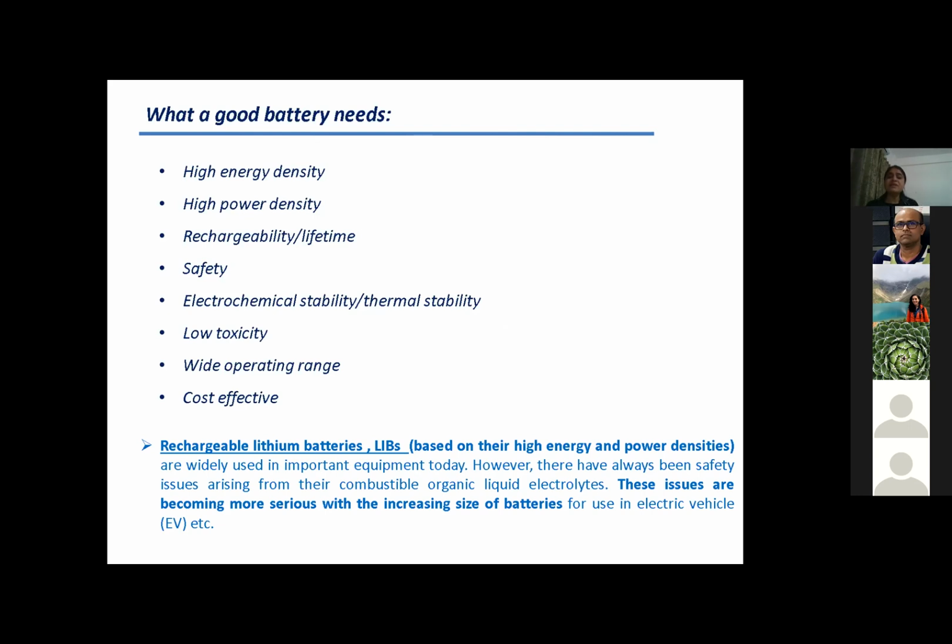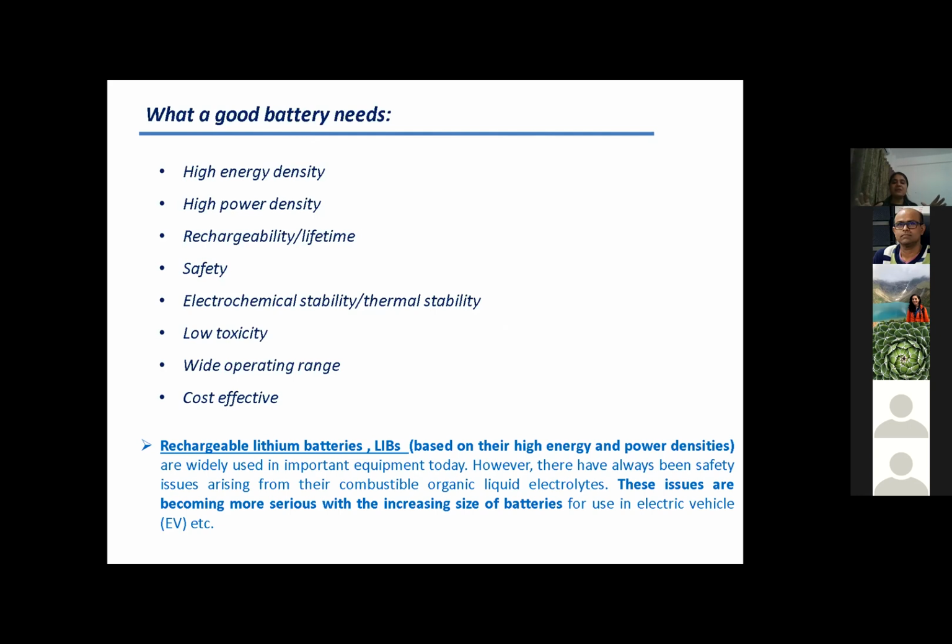Rechargeable lithium ion batteries are based on their high energy and power density. Of course, other things are there. At this point it is widely used in important equipment. But the problem is still there, because there is always an issue arising from their combustible organic liquid electrolyte, and such issues will be more prominent when you use it in a bigger application.